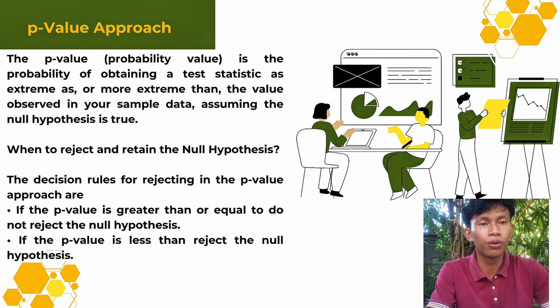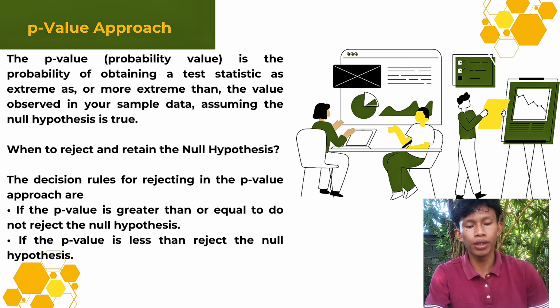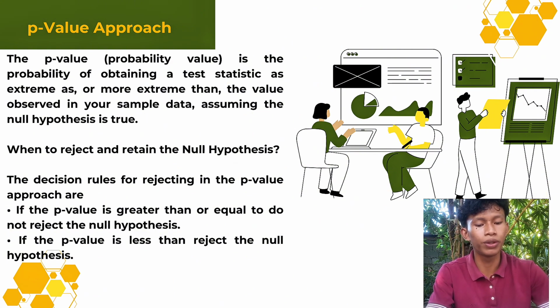Good afternoon, sir. So what is the definition of p-value? The p-value is the probability of obtaining a test statistic as extreme as or more extreme than the value observed in your sample data, assuming the null hypothesis is true. In simpler terms, it tells you how likely your sample results would be if the null hypothesis were correct.